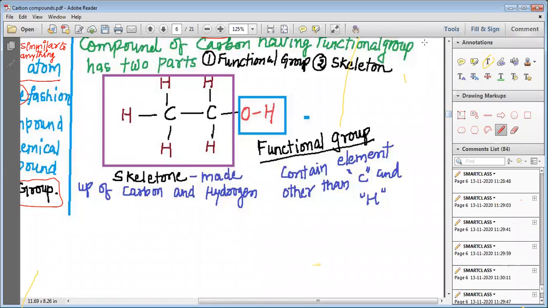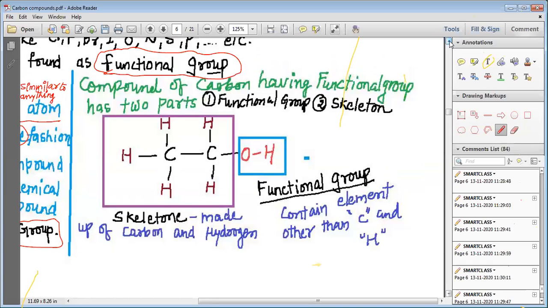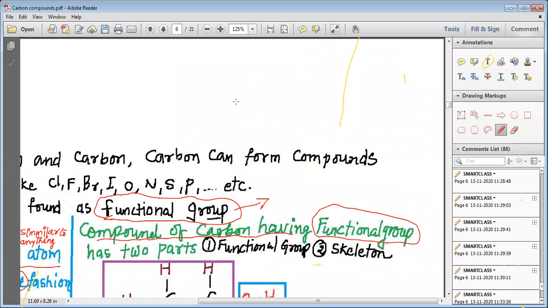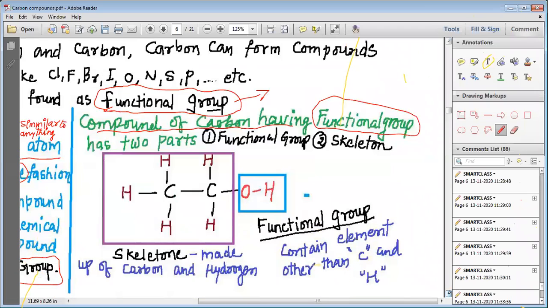Compound of carbon having functional group. Let us look at their structure. So here, if we have a compound of carbon which is other than a hydrocarbon, then the compound of carbon must have a functional group, because these elements are found as a functional group in the carbon compound. So if the compound of carbon contains elements like fluorine, chlorine, bromine, iodine, oxygen, nitrogen, sulfur and phosphorus, they must be a functional group.